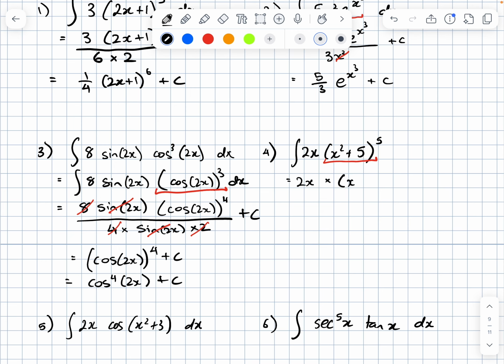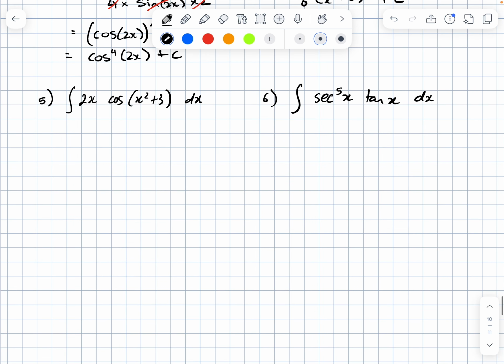So that will be increase the power of the bracket by 1, divide by the new power, and divide by the derivative of the bracket. X squared differentiates to 2x, 5 goes to 0. And cancel terms, we're left with 1/6 x squared plus 5 all to the power 6 plus c.